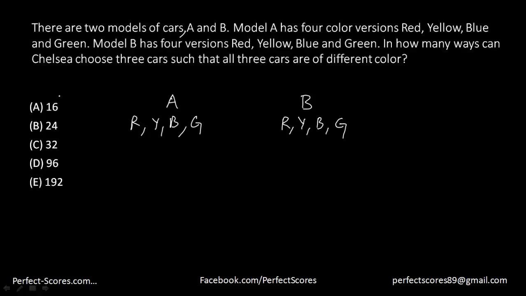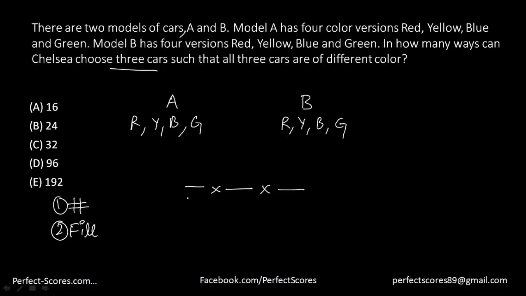Now the question says, in how many ways can Chelsea choose 3 cars? Step 1 would be to determine the number of slots. So how would I determine the number of slots? She has to choose 3 cars, that means 1, 2 and 3. So I would have 3 different slots which I have to fill. Step 2 would be to fill these slots.